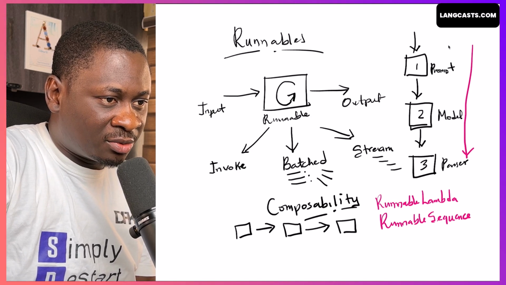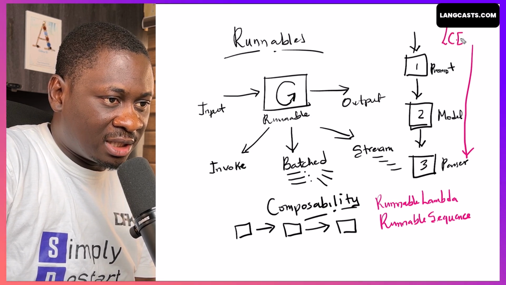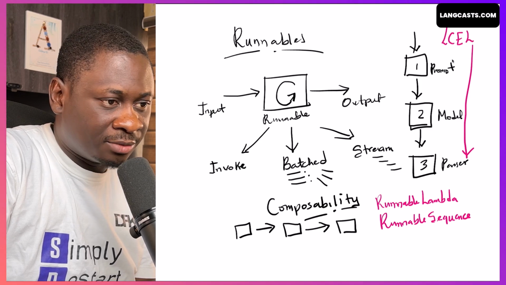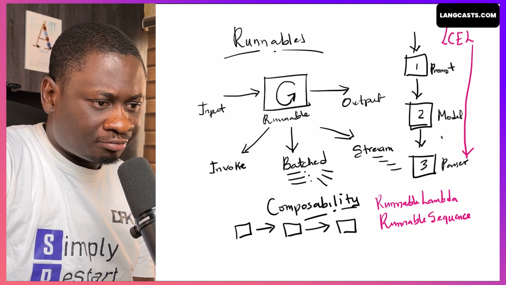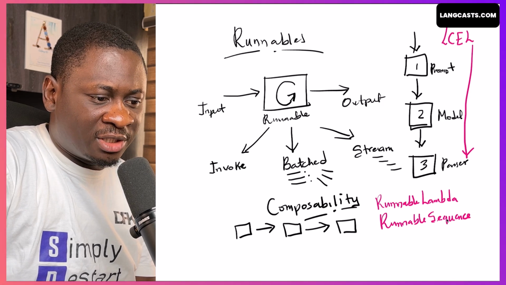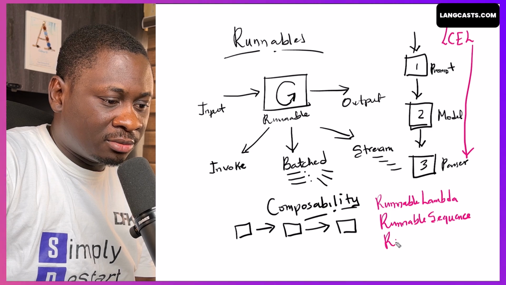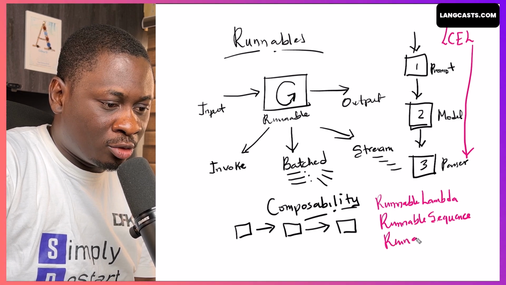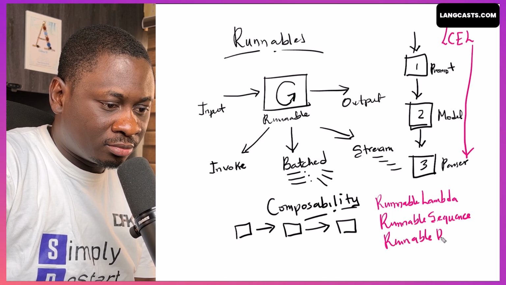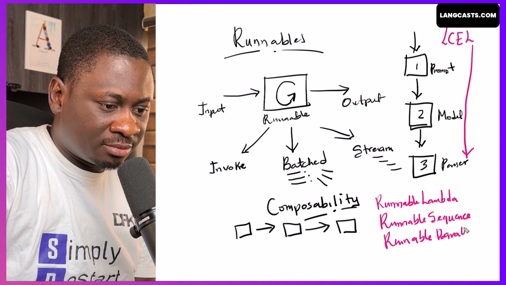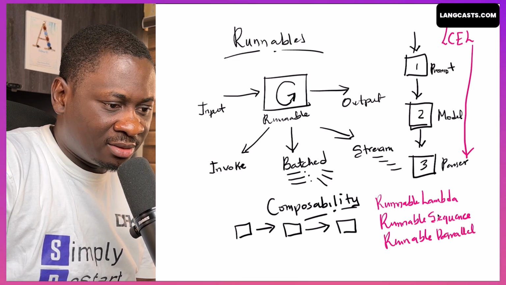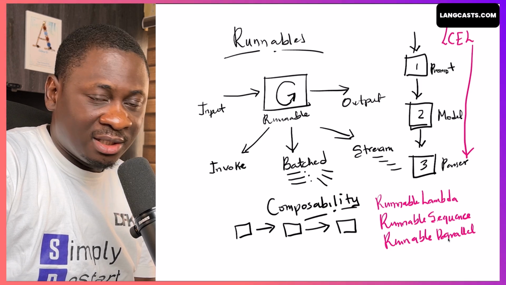And later on, we'll be seeing something called LCEL, the LangChain Expression Language, that just automatically creates a chain for you. But you can do it manually. You can create chains manually using RunnableSequence. And you can also create parallel runs. You can run runnables in parallel using RunnableParallel. We're also going to be seeing a sneak peek of that in the demos.